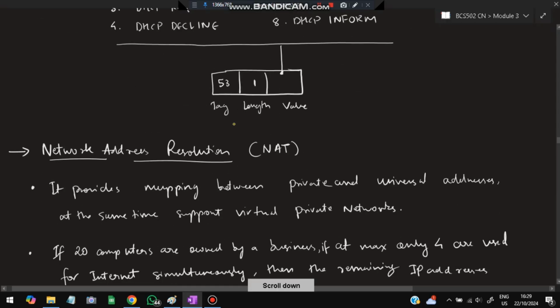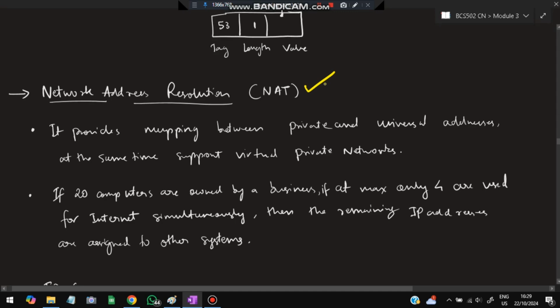Okay, that was about DHCP. The next important concept is network address translation, NAT. Okay, what is it? Just imagine the internet. It's connected with a lot of devices, and each device will have an address associated with it, right? So it provides the mapping between private and universal addresses, and at the same time supports virtual private networks. There will be different networks present, which can be a private network, specific to a company or organization, and a universal address, which is accessible throughout the internet. So that mapping is done by network address translation.